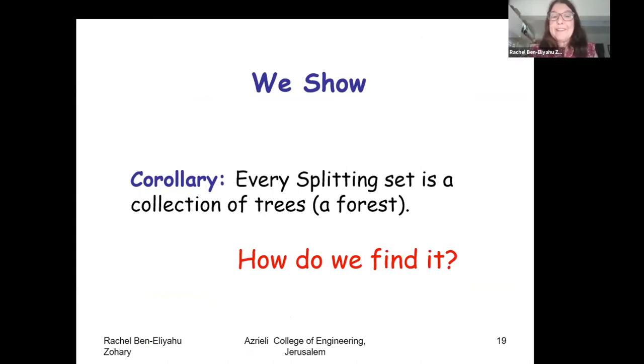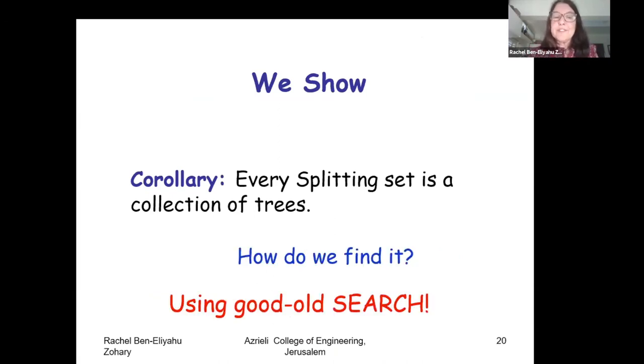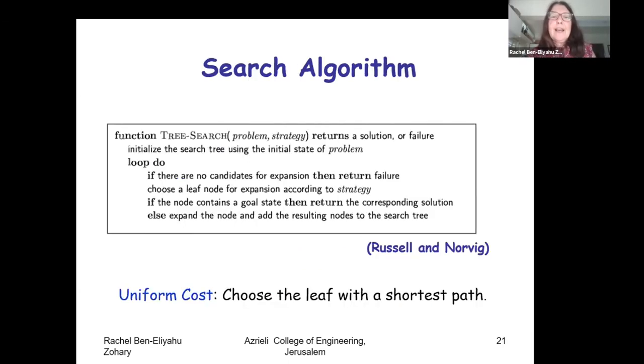And the question is, how do we find this collection of trees? What we do is use good old tree search. I'm using tree search algorithms from good old AI, which some of us are teaching now, or many of us have learned. You can see here an algorithm from the book by Russell and Norvig. How do we do tree search? I just give a review. In the tree search, we have a problem which is defined as a search problem, and we have a strategy. We start with the root of the tree as the initial state, and we try to expand the tree.